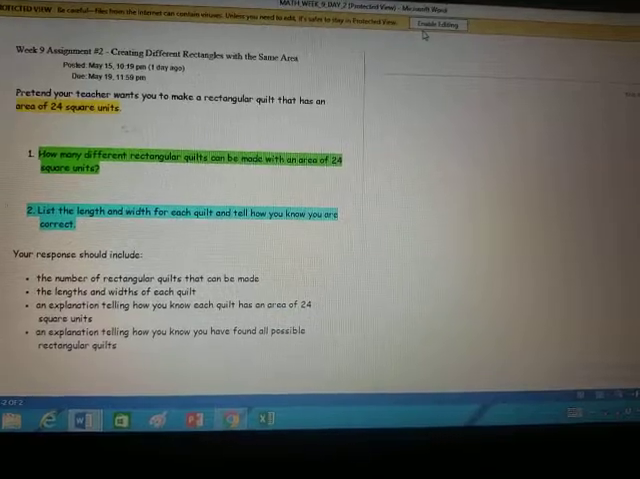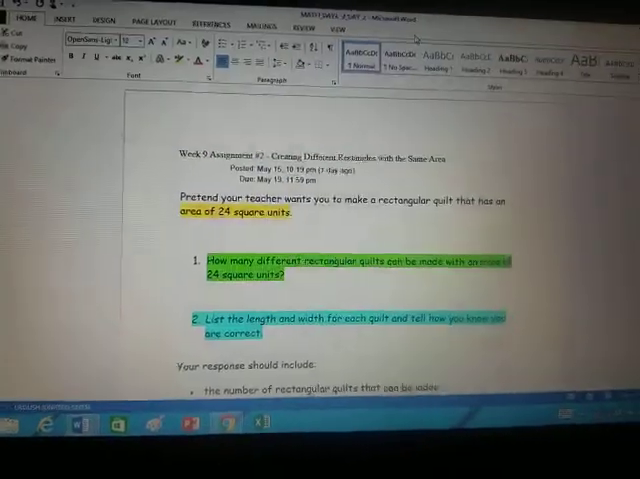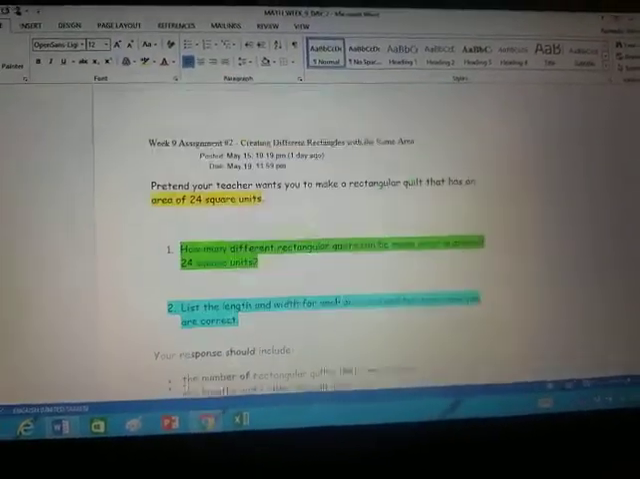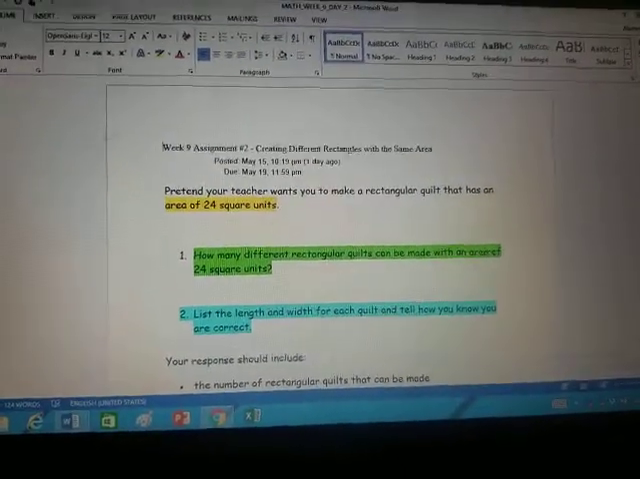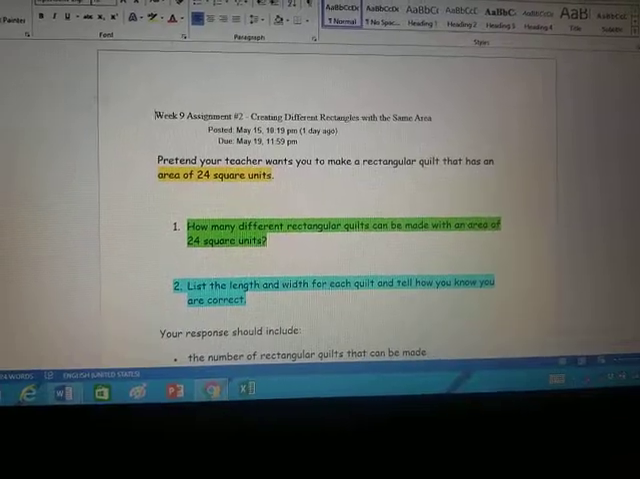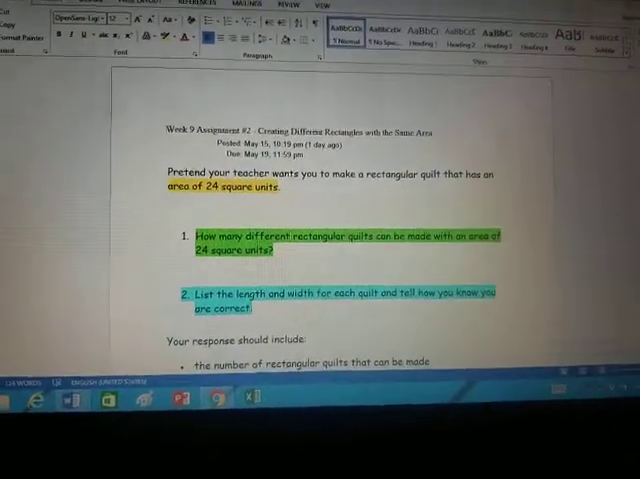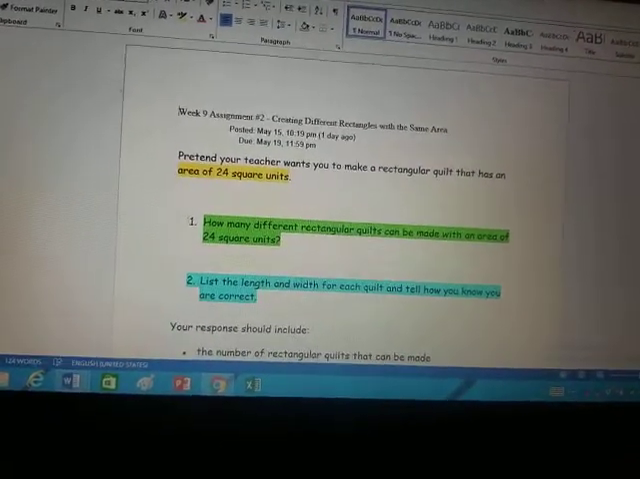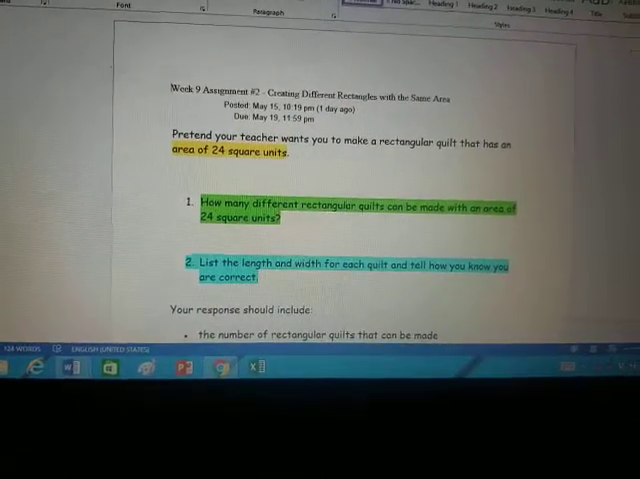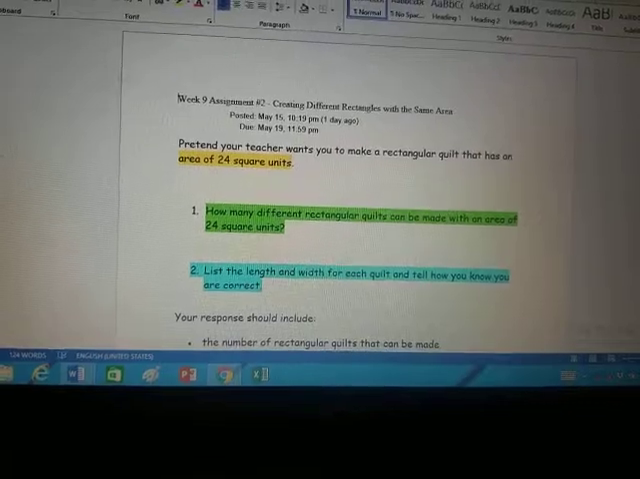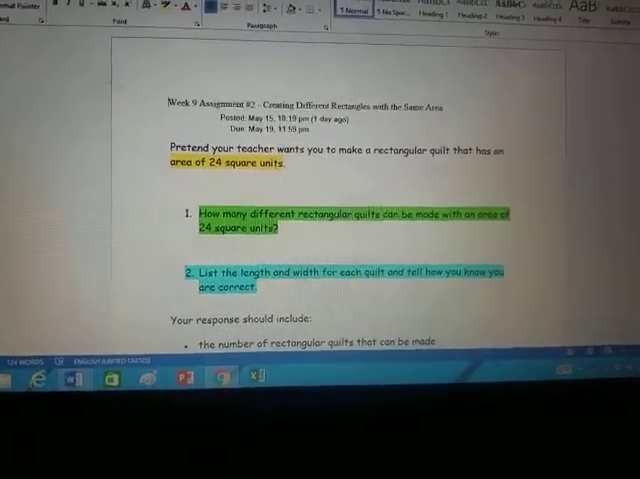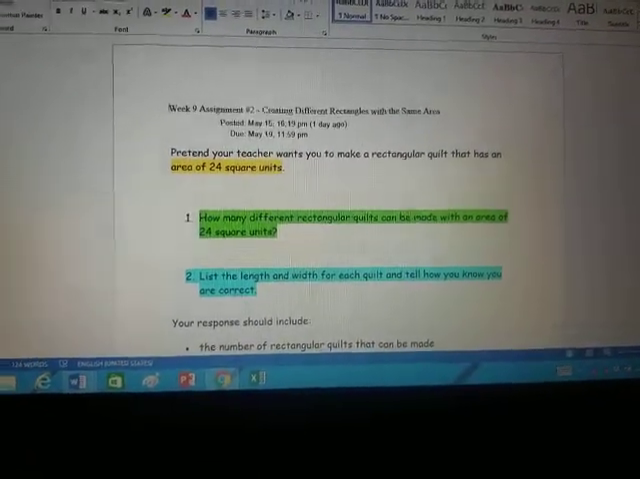So for this assignment, you have 2 questions, 1, 2. Please write your name on the top. If you see something highlighted in yellow, green, or blue, that probably means it's important, so pay attention to that. Pretend your teacher wants you to make a rectangle quilt that has an area of 24. So right there, that's your clue.